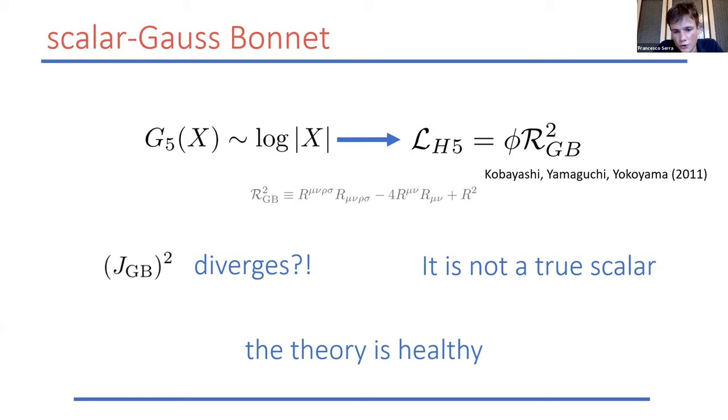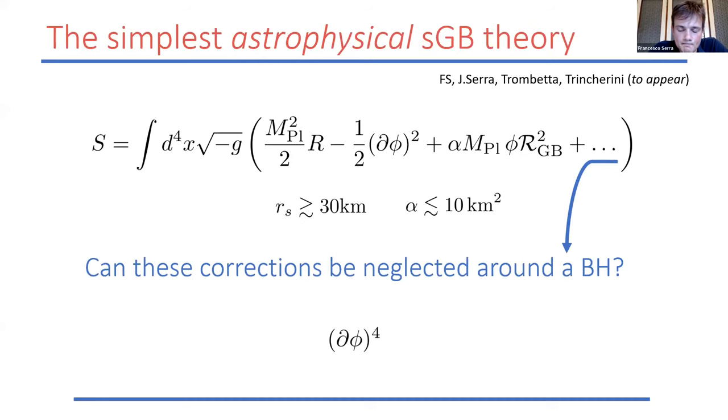So we arrived at the conclusion that this theory is healthy, and we are happy. And what we can do at this point is to consider what is the simplest theory involving this operator phi times Gauss-Bonnet that can affect black holes that are in the range of observation of LIGO and Virgo. And okay, one could say, well, the simplest theory is for sure Einstein-Hilbert plus kinetic term plus phi times Gauss-Bonnet. Simpler than that, you cannot get.